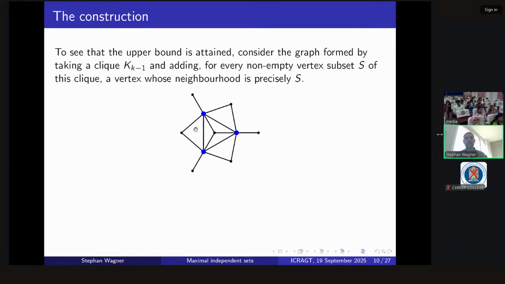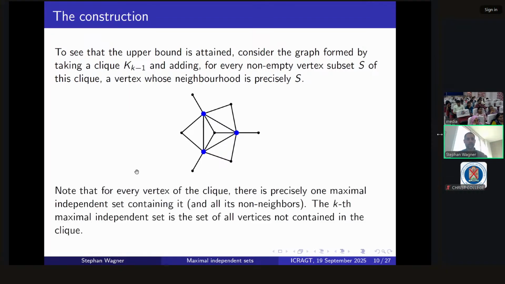Okay, let me illustrate the construction that yields the minimum. So I take a clique, here a clique on 3 vertices for the sake of the example. Then for every non-empty vertex subset, I add a vertex whose neighborhood is precisely that set. And then, as it happens, for every vertex of the clique, there is precisely one maximal independent set that contains it. So we have exactly as many maximal independent sets as vertices in the clique, in this case 3, plus one more that consists of all the other vertices. I will illustrate this in more detail in a moment.